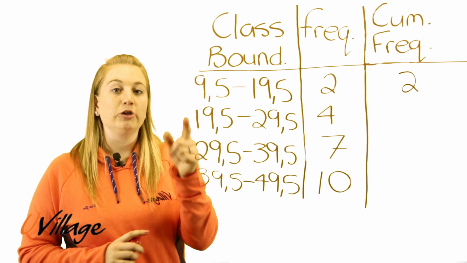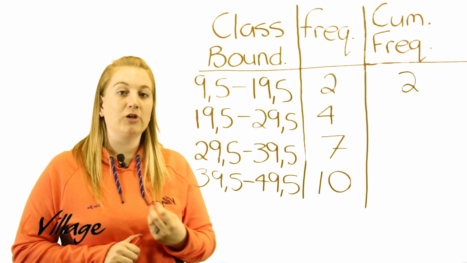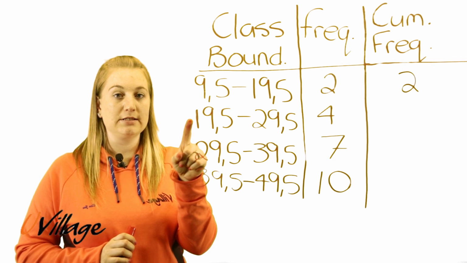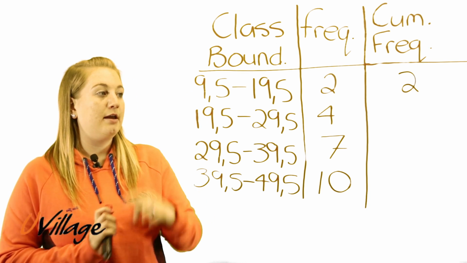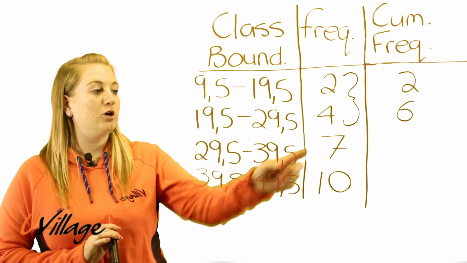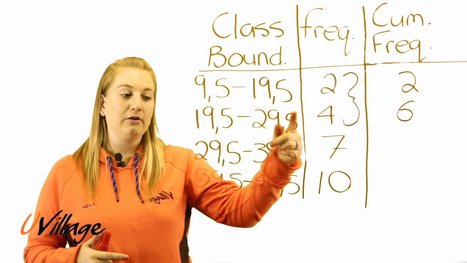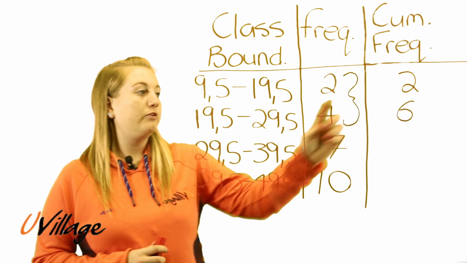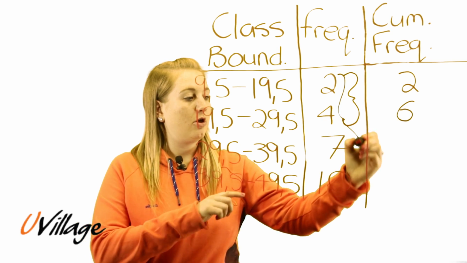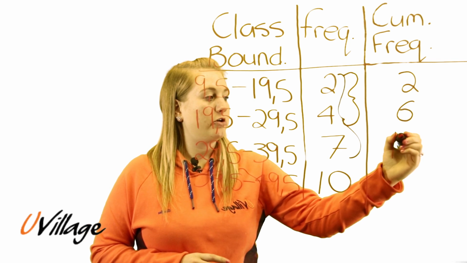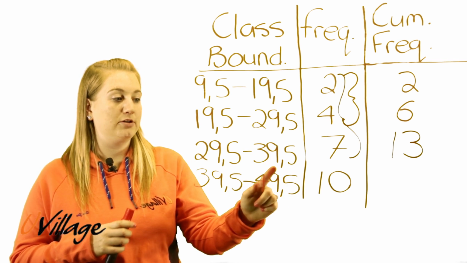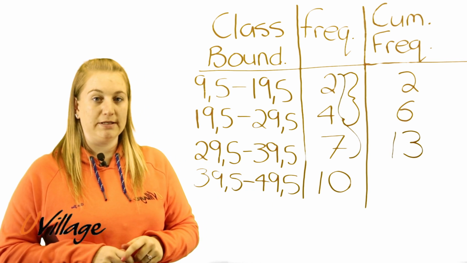Whereas the second class, your cumulative frequency is the number of values in your dataset that is less than or equal to 29.5. And since 4 values fall into this class and 2 values fall into this class, we'll have a total of 6 values that are less than or equal to 29.5. Similarly, for your third class, we'll have a total of 2, 4, and 7 values that are less than or equal to 39.5. So that gives us a total of 13 values in our data set that are less than or equal to this upper class boundary of 39.5. That would be cumulative frequency.